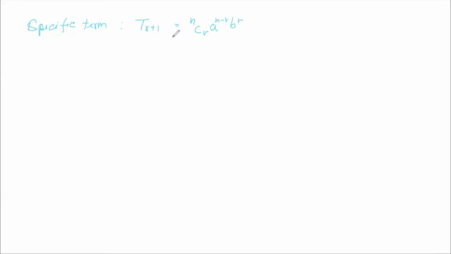Okay, nCr a power n minus r, b power n, I mean b power r, sorry. This is a specific term. For example, right? See, I will write the example, the question example on the board. Just underline this is a formula, okay? This is a formula, specific term. The example, see this one. Find the term in x squared.